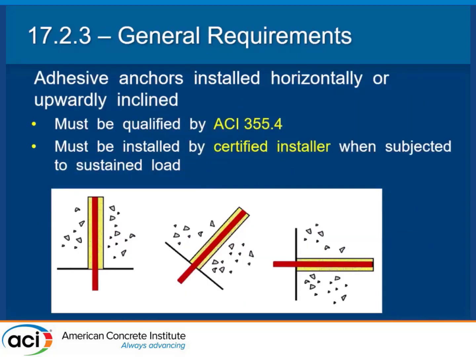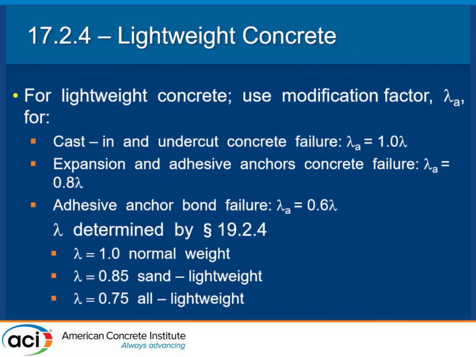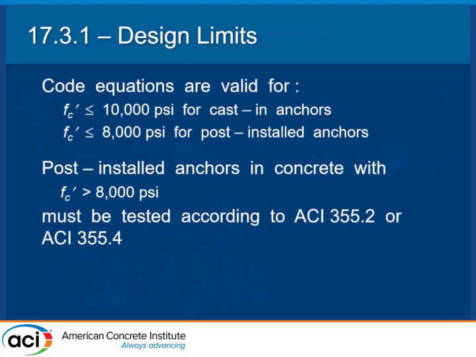And as I said earlier, adhesive anchors that are installed horizontally, upwardly inclined, or overhead always have to be qualified by 355.4, and you have to have a certified installer. Lightweight concrete has unique reduction factors for lightweight. Just know that. It's different from the ones that we use throughout the rest of the code. So whenever you see a lambda A, know that that lambda A is referring to anchorage design. That's all you really need to know there.